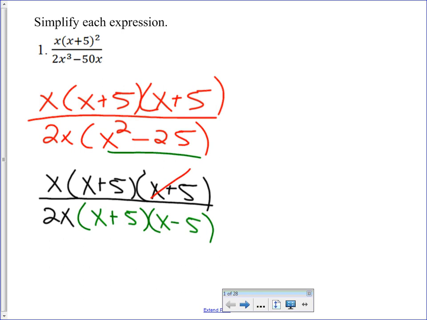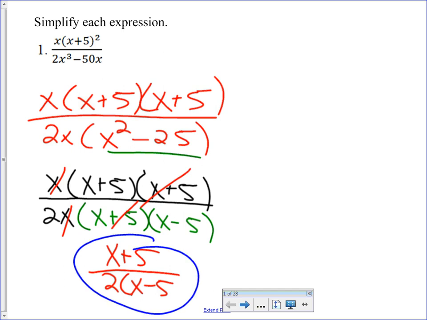And then I'm just going to cancel the x plus 5, so I'll cancel the x's, and I'll be left with x plus 5 over 2 times x minus 5. And that's our final answer.